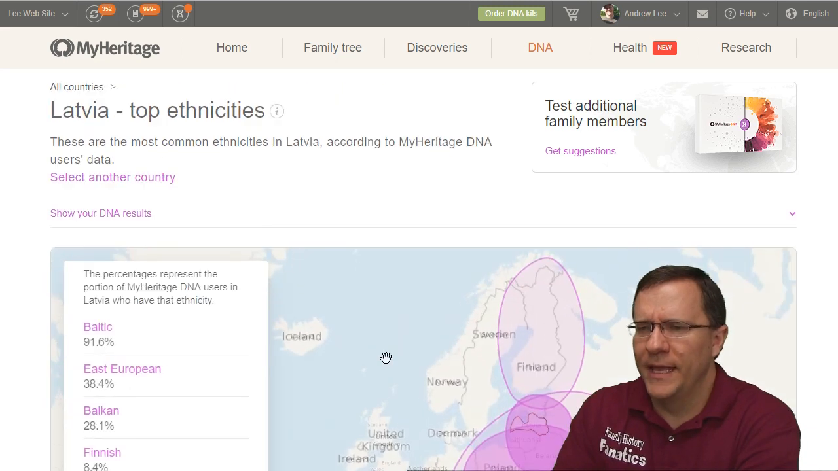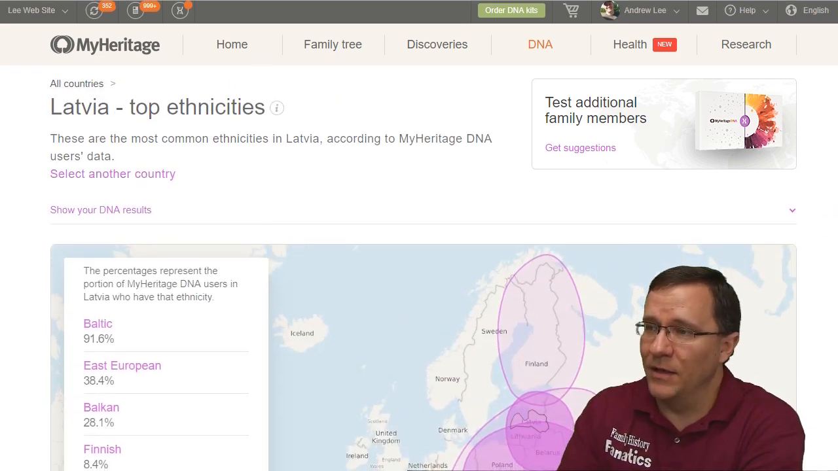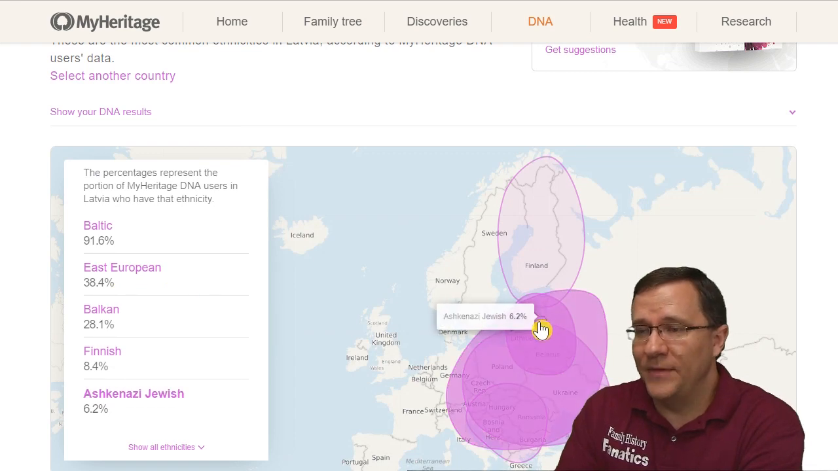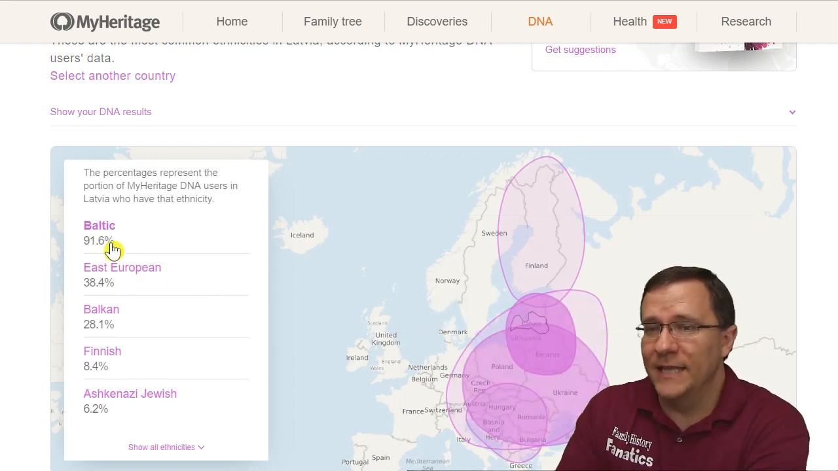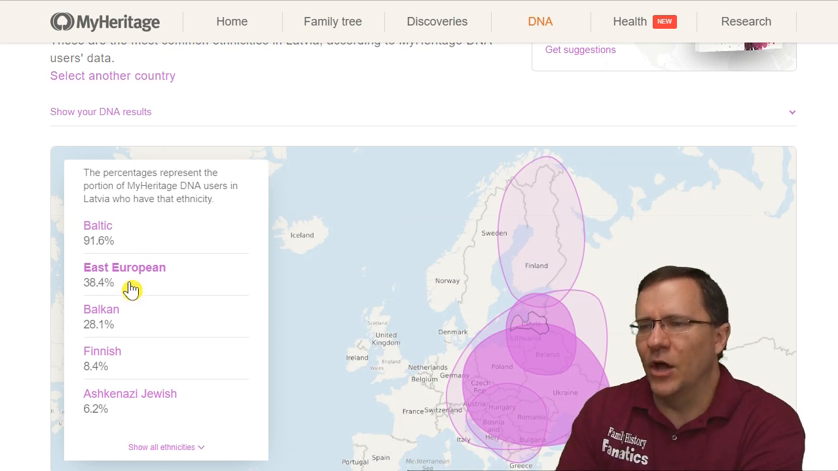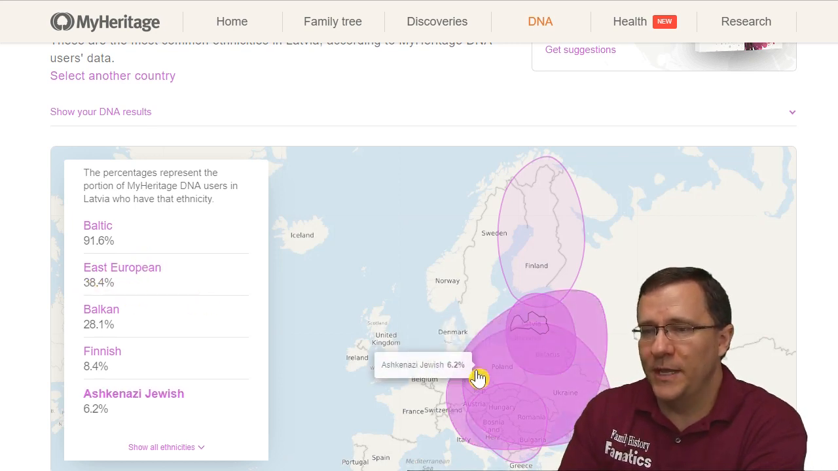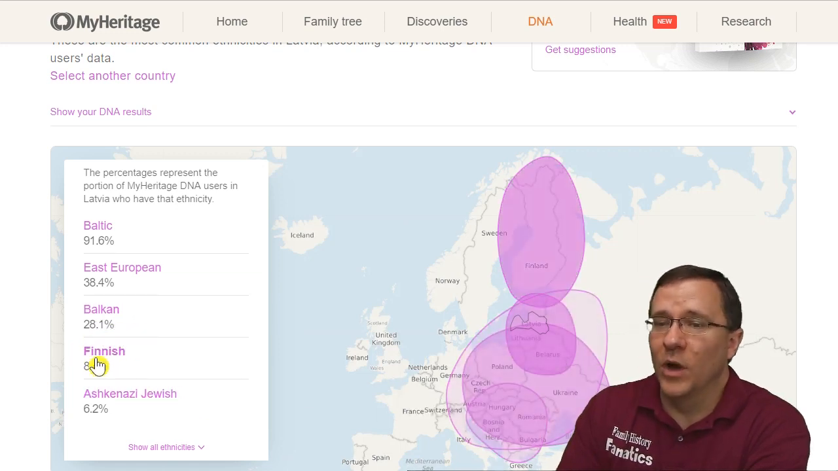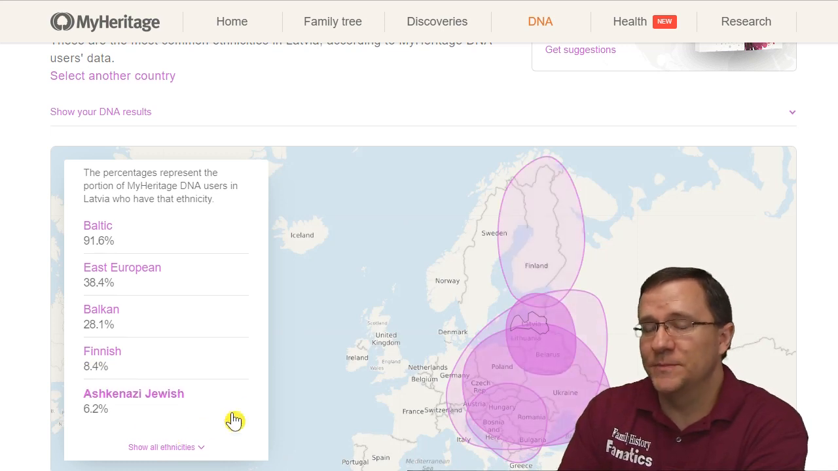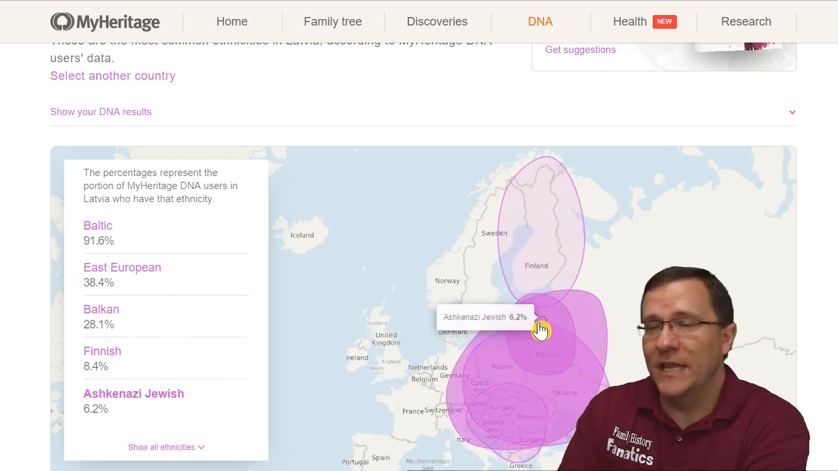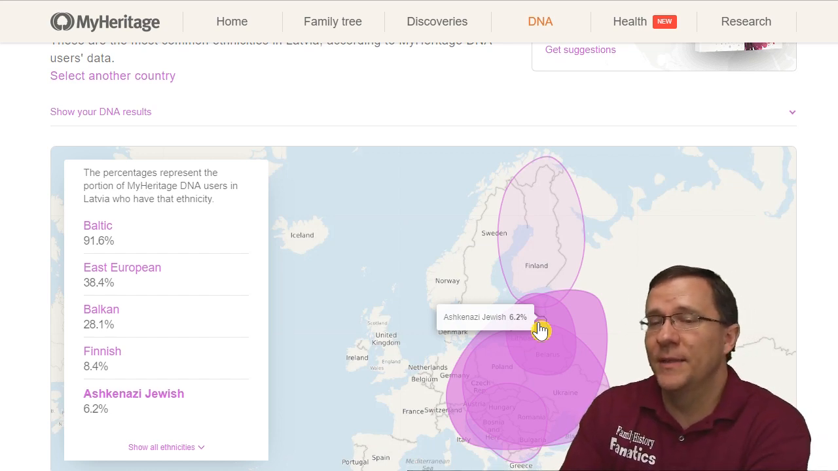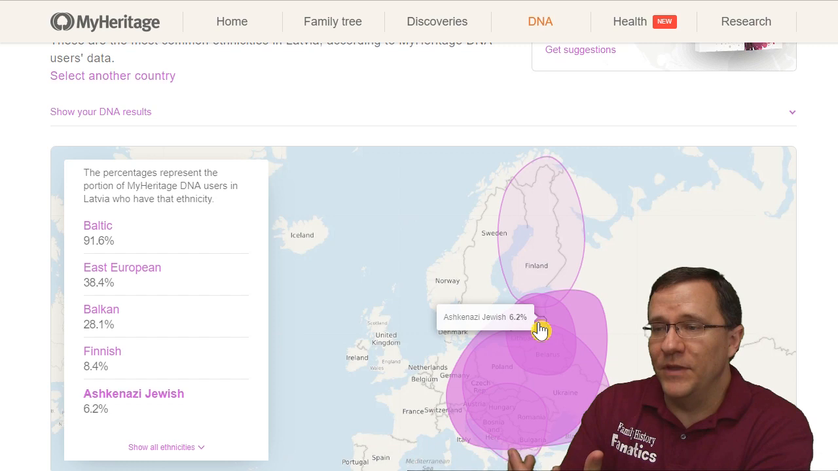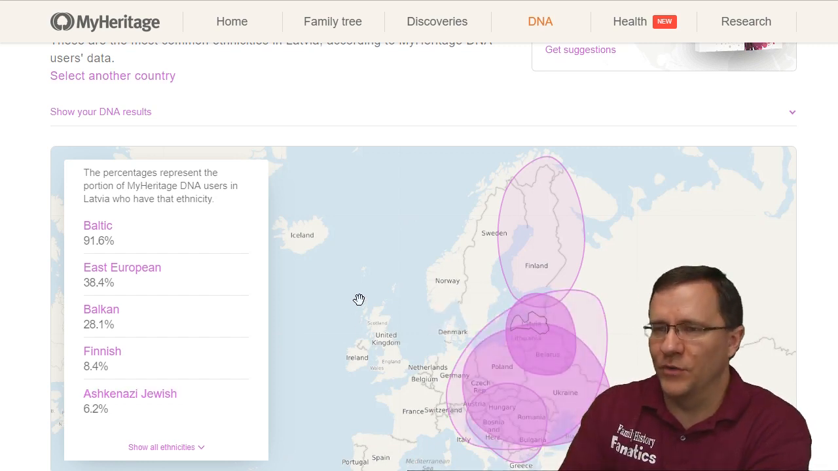I'm going to go over here to Europe, and let's take a look at Latvia, which is right in the middle of the Baltic. And we can see that even though Latvia is right in the middle of the Baltic, yes, 91% of them have Baltic ancestry. But what's also important to see is that they also show a lot of overlap with Eastern European. And they show some overlap with Balkan, as well as Finnish and Ashkenazi Jewish. So just because Latvia might be right in the middle of where we consider Baltic ancestry, people from Latvia also have ancestry from other parts of the world.